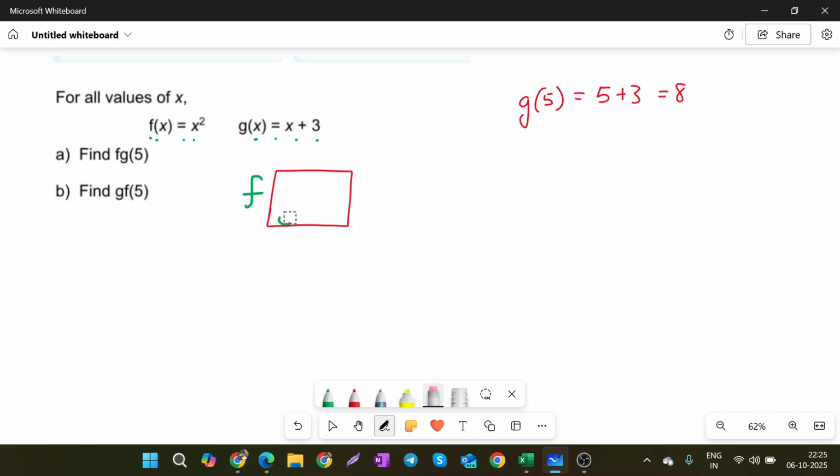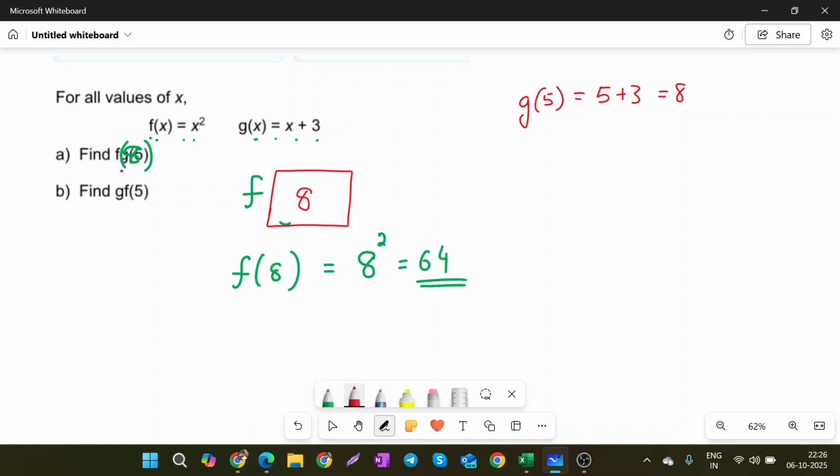Which means inside this red box, I've actually found out a value of g of 5, which is 8, which tells you that what you're actually looking for is f of 8, because this g of 5 part has become 8. All you've got to do now is find f of 8. We do know how f of x works, so if you replace x with an 8, you get 8 squared, and that should be equal to 64.